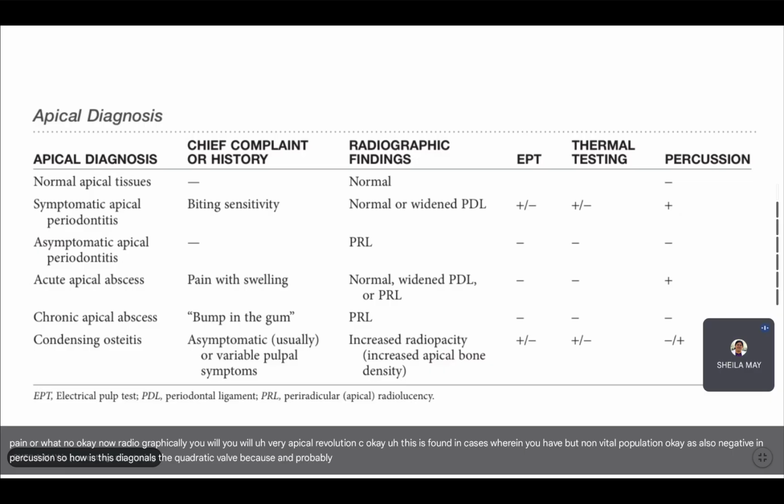and periapical radiolucency. Now, as for acute apical abscess, usually the patient will complain of pain with swelling. Radiographic findings can be normal. You can have widened PDL space. There could be periapical radiolucency, but take note, it can actually look normal radiographically. This is acute apical abscess, but normal radiographically at the periapical area.